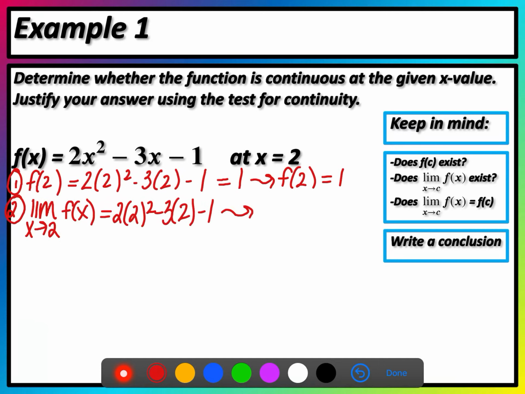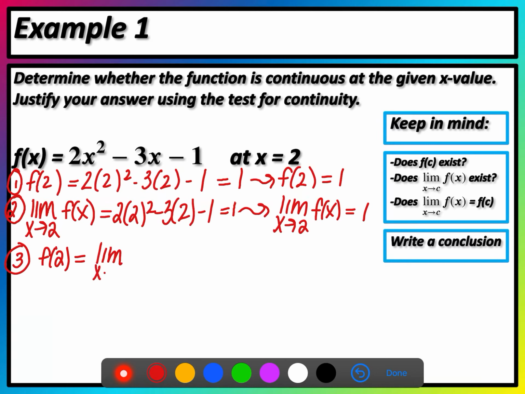Okay, so I have this equals 1. All right, so the limit, okay, and I'm stating everything very formally because that is what you do in a proof. All right, so now step 3, I need to show that step 1 and step 2 were equivalent. So f of 2 equals the limit, okay, and they equal 1.